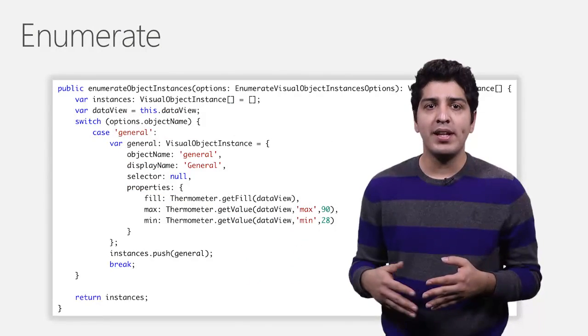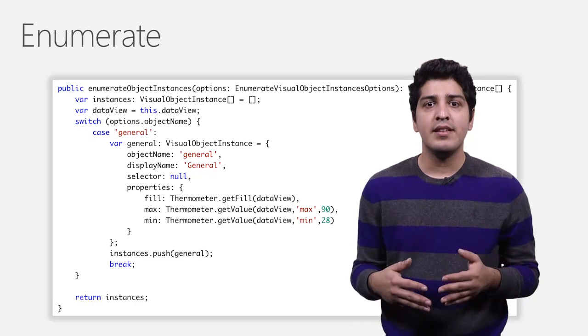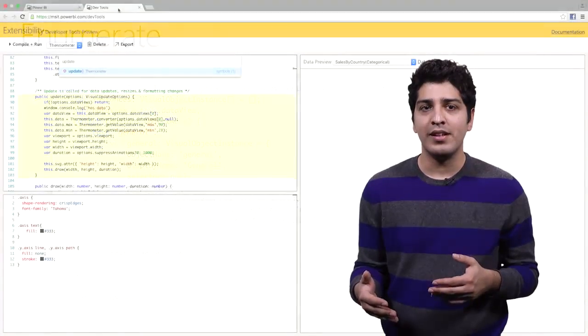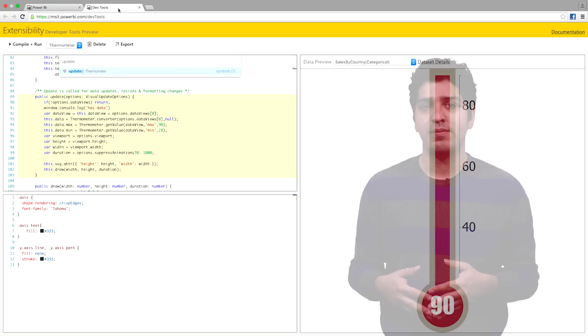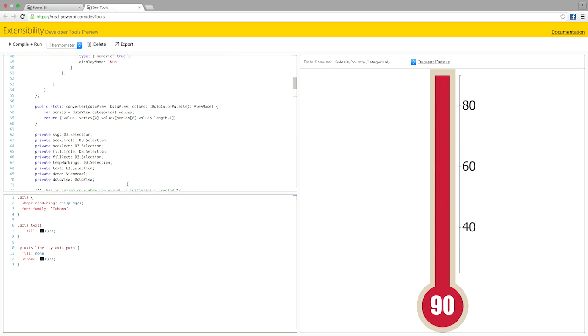Here you see the formatting pane calls enumerate after a user changes a value. This allows you to control what the user can type in a dynamic fashion. Let's take a look at this in action. All right, so let's go back to this visual that I created.